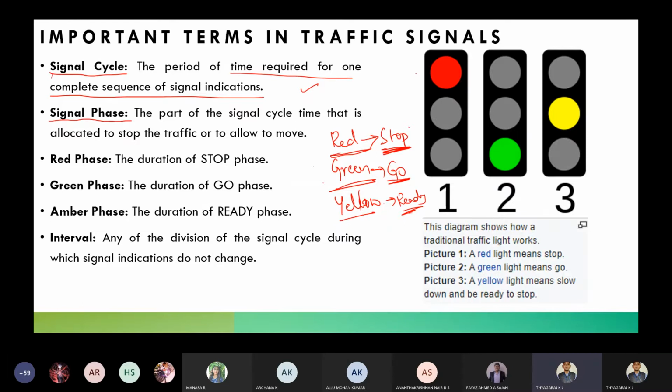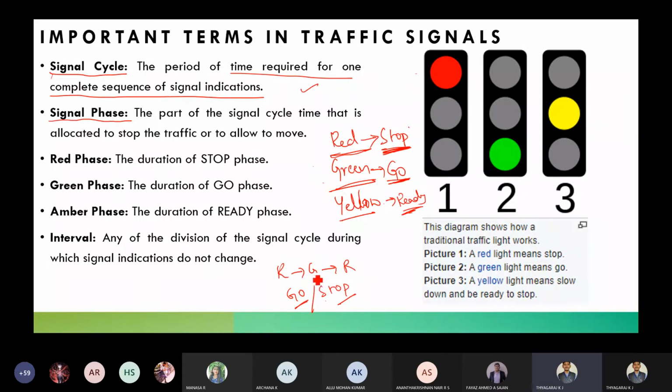Whenever you are stopping the vehicle, that duration we call the stop phase. And whenever you are allowing the vehicle to move, from red to green, it is the go phase. From green to red, it is the stop phase. So remember, when the signal indications turn from red to yellow and yellow to green, we call it the go phase.